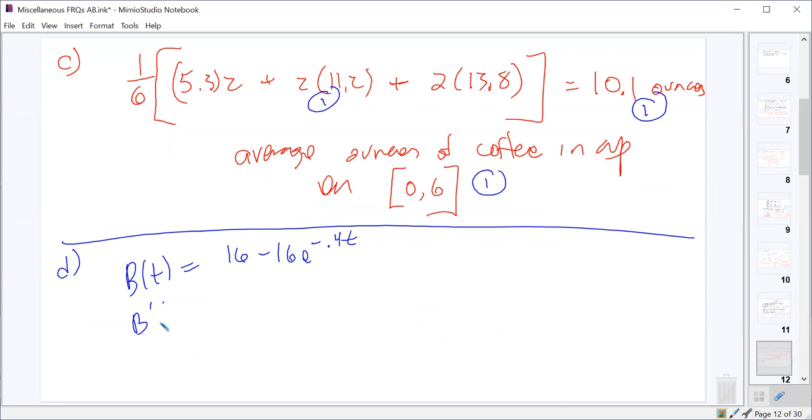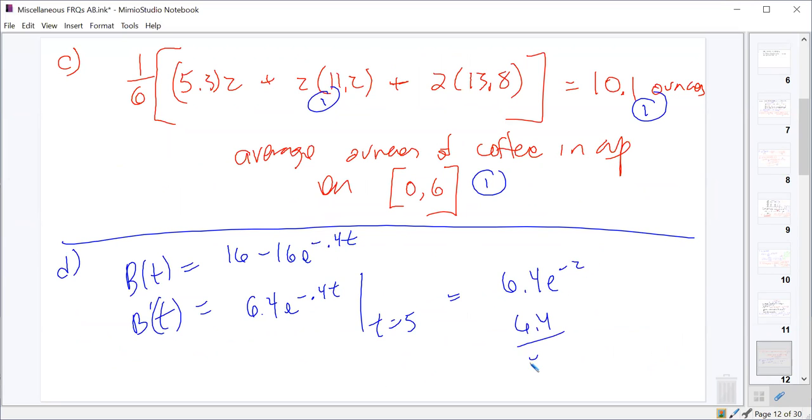So we want to find the derivative of that. 16 will go away. So negative 16 is our constant out in front times e to the negative 0.4t times the negative 0.4. That ought to become a positive 6.4 e to the negative 0.4t. And they want you to evaluate that at t equals 5. So 6.4 e to the negative 2, or if you want, 6.4 over e squared. I'm not sure if they asked for units or not, but it's ounces per minute.